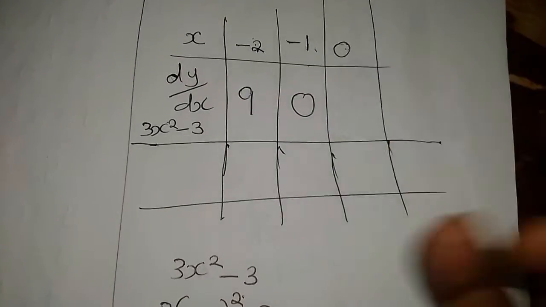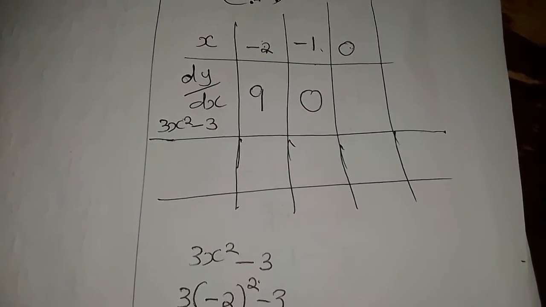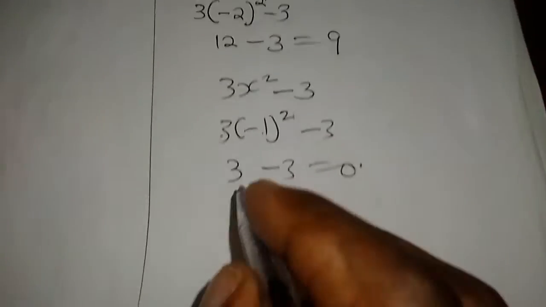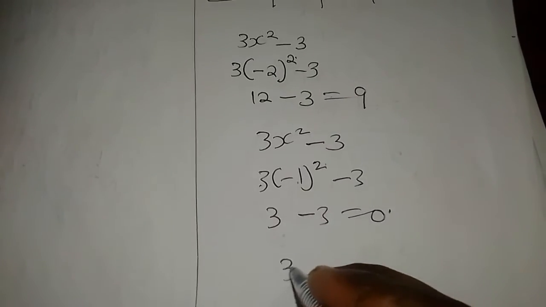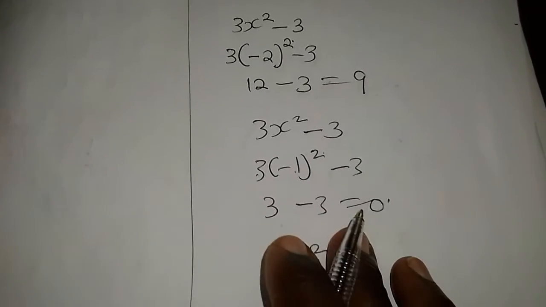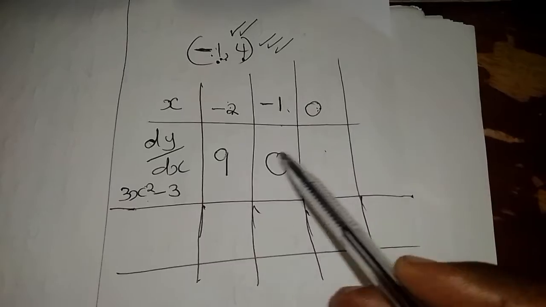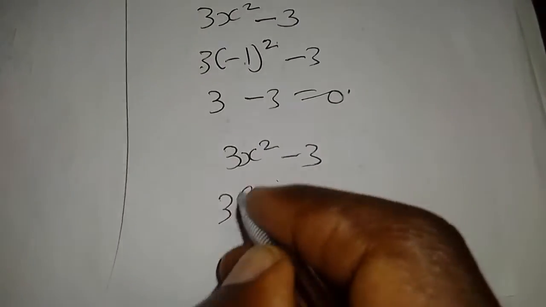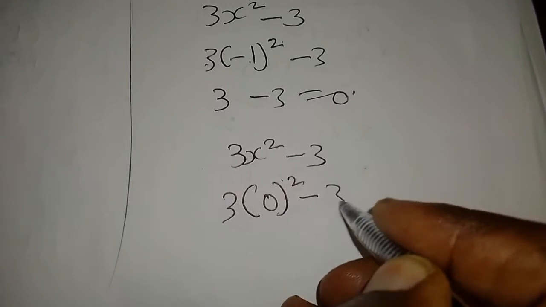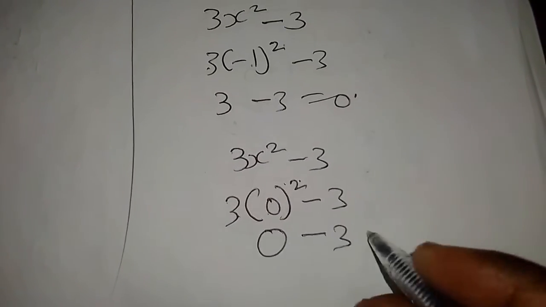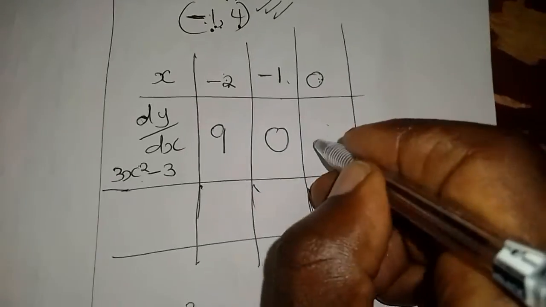And I will now use 0. 0 is our last value of x that we want to replace in the dy/dx. So I'm going to say 3x squared minus 3 as our dy/dx or the gradient function. Then we have the value of x as 0 to replace in that equation. So we are going to say 3 into 0 squared minus 3. 0 squared is 0, times 3 is 0. So minus 3. Our answer is -3. So we shall write here -3.